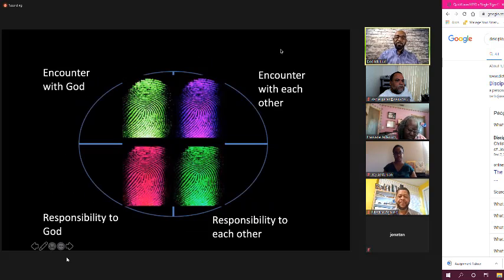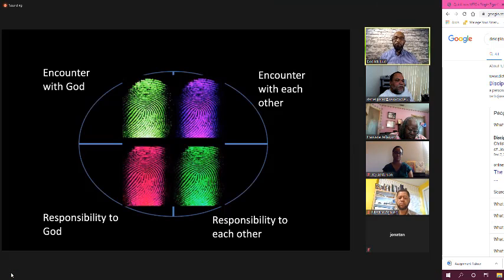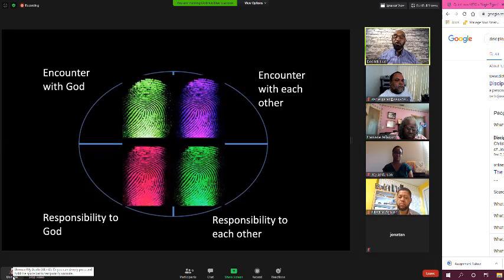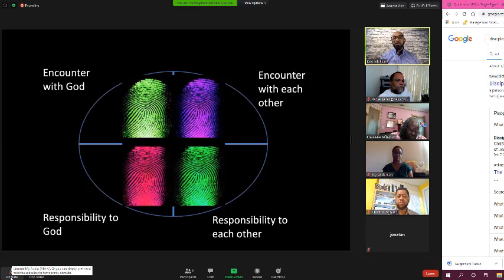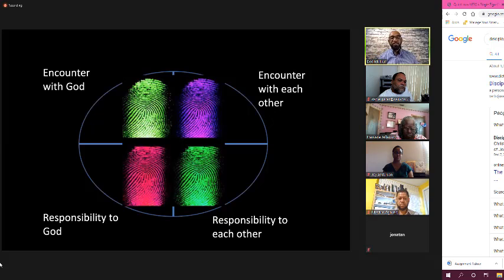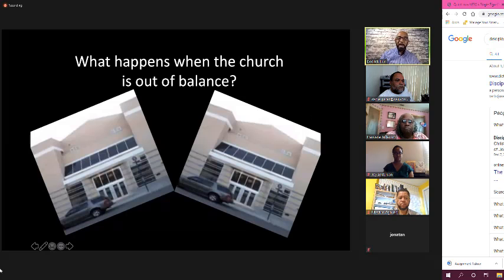Look at this, right? This is so sweet. Worship is my encounter with God. Fellowship is my encounter with you. Stewardship is my responsibility to God. And discipleship is my responsibility to you. So, in the upper level, we have the encounter. And on the bottom level, we have the responsibility. Okay? And those things have to be in balance.